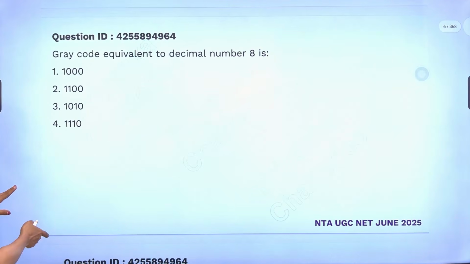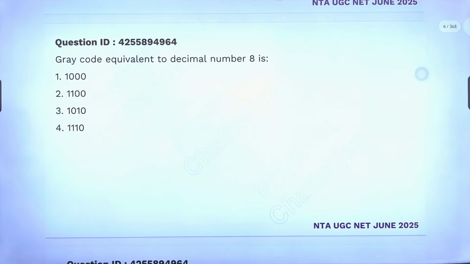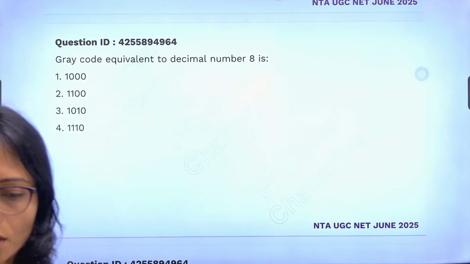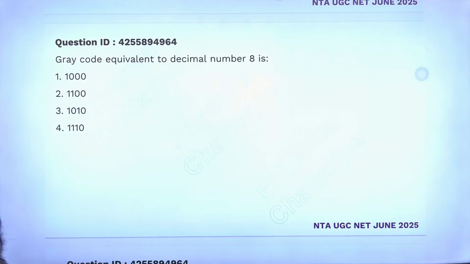Now tell me the next question. Gray equivalent of this decimal. This is a number system question. Number system. Do quickly.